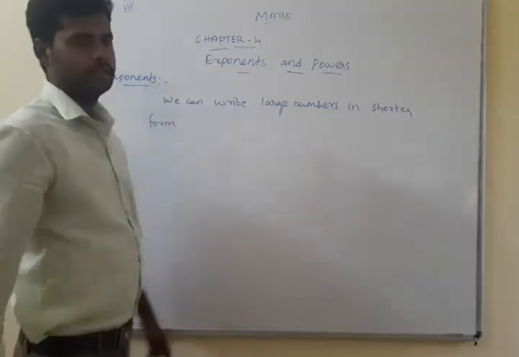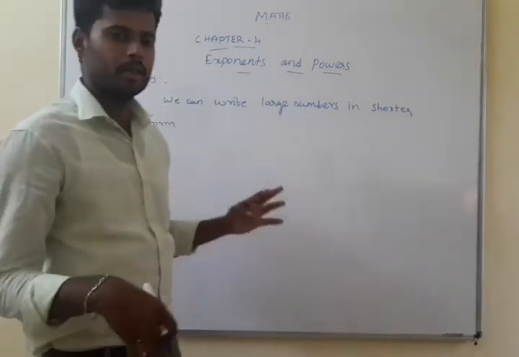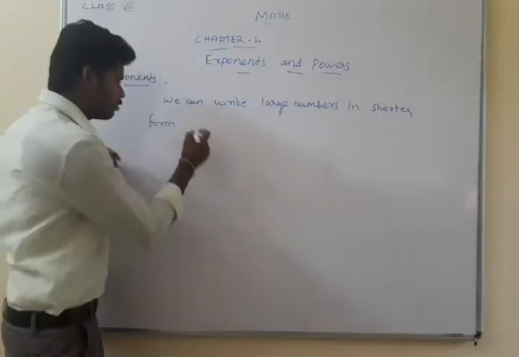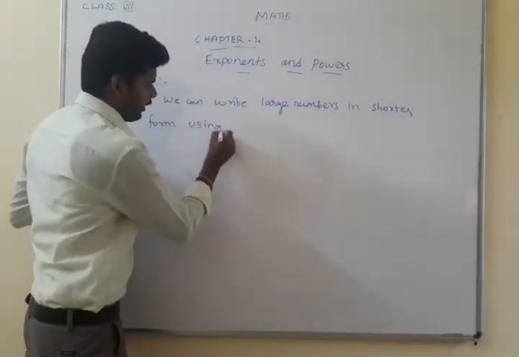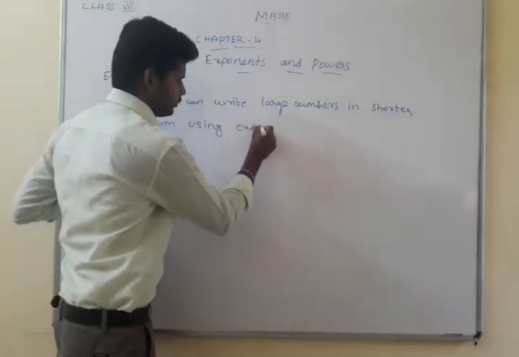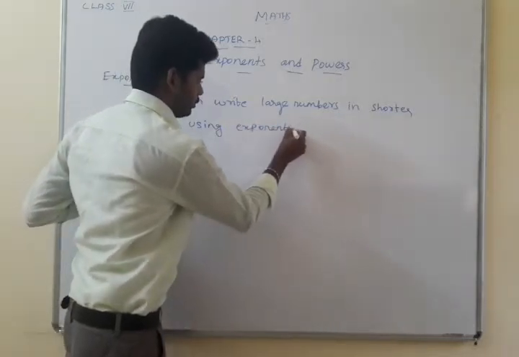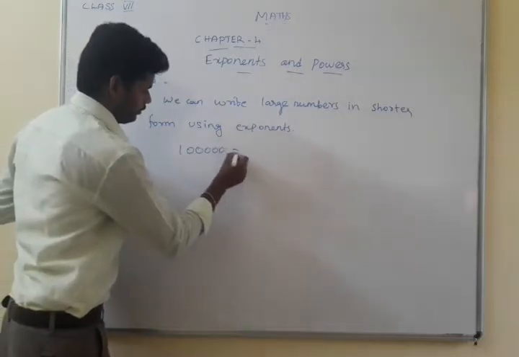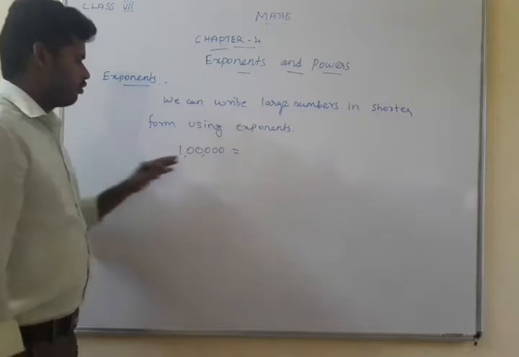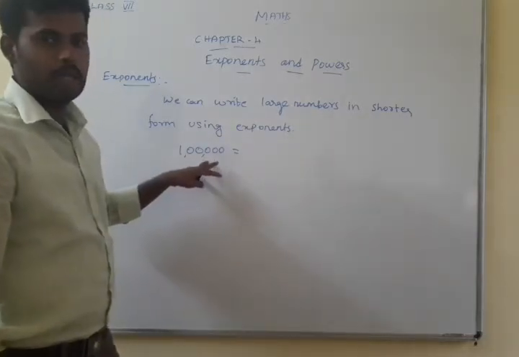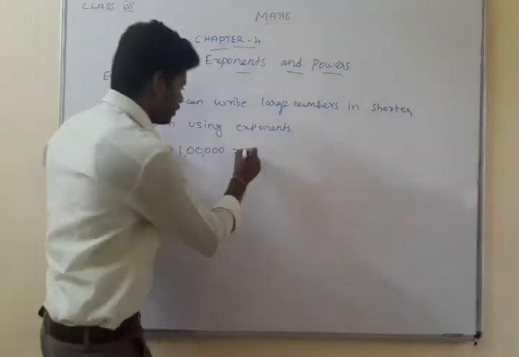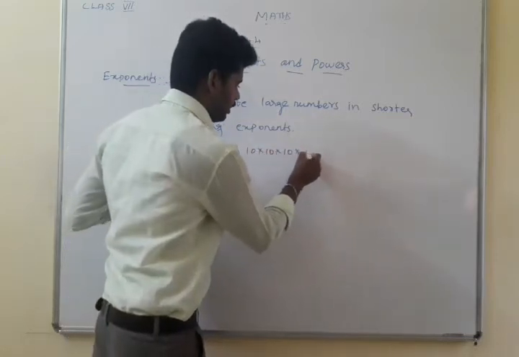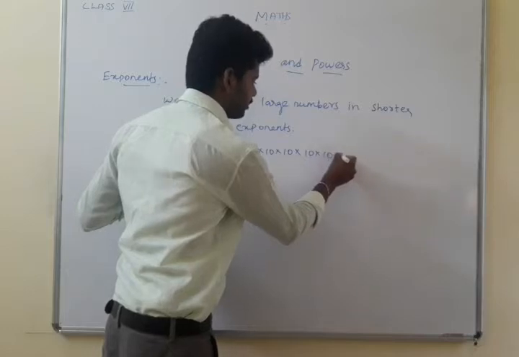We can write large numbers in shorter form using exponents. Now see this one. How much is this? 1 lakh. How to write it in short? 10 into 10 into 10 into 10 into 10.